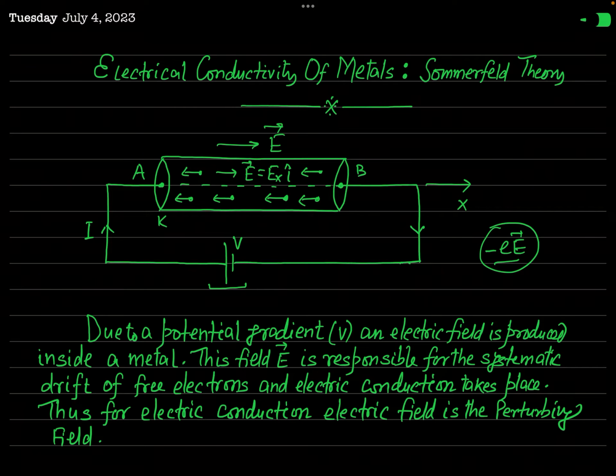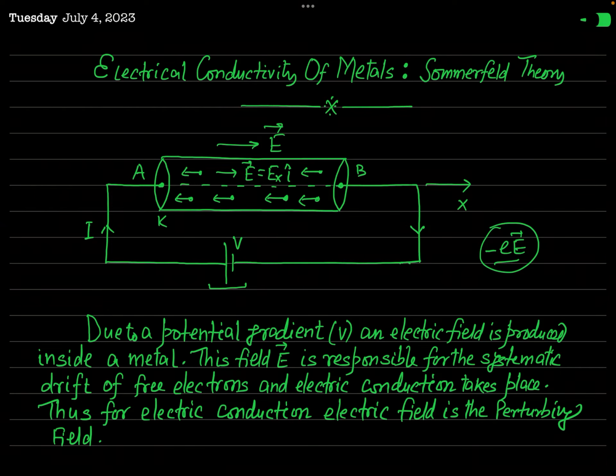Now if your aim is to deal with this problem by Sommerfeld theory or by using the Boltzmann transport equation, in the Boltzmann transport equation we have to think about a perturbing field which is applied to the specimen. Here, if your aim is to deal with the problem of electrical conductivity of metals, what will be the perturbing field? What will be the external field which you will apply on this specimen? Certainly that will be the electric field.